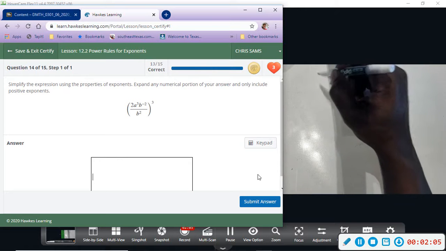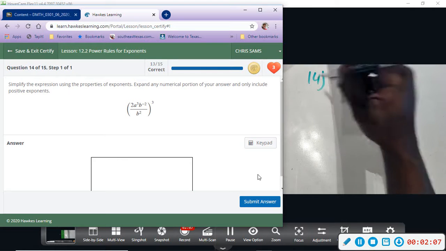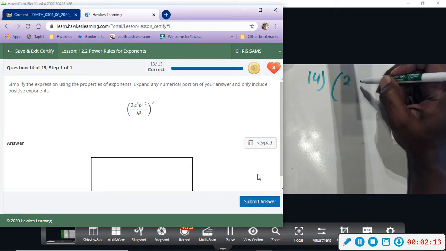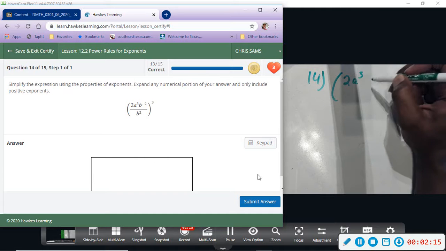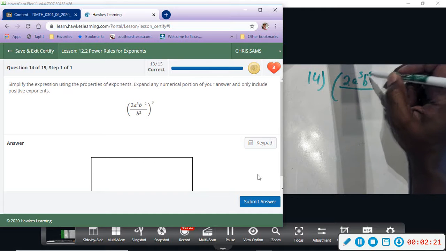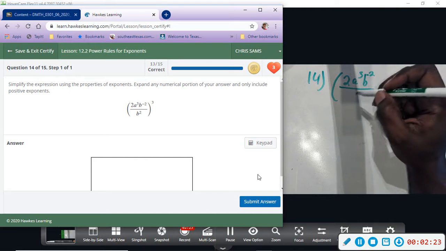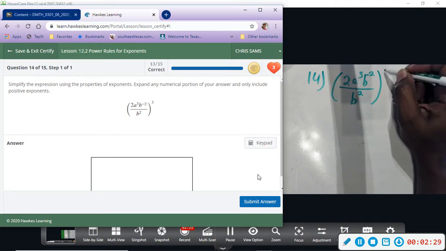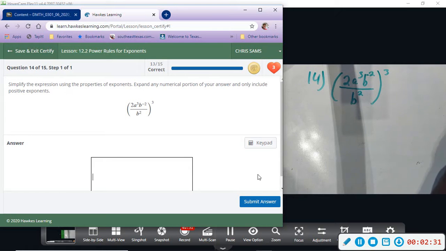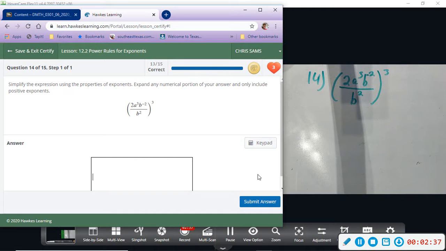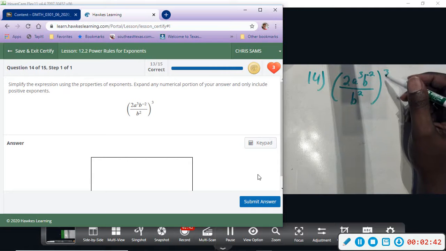All right, 14. 2a cubed times b to the -2nd power, let's say that right, and then b squared on the bottom, all raised to the 3rd power. So a couple things you can do. You can either raise everything to the 3rd power first and then simplify inside. In this case, I'm going to simplify inside first and then raise everything to that 3rd power.